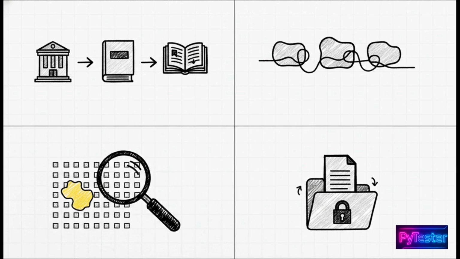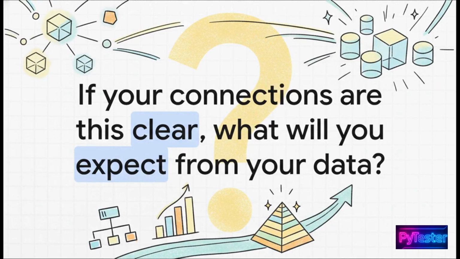And one last practical tip on immutability. Once you add a data source configuration to a file-based context, it's saved there. You don't have to define it in your code over and over again. So we'll leave you with a question to chew on. When the very first step of your data quality process, just making the connection, is this clear and this intentional, it can't help but raise the bar for everything that comes next. So if your connections are this clear, what greater things will you start to expect from your data?